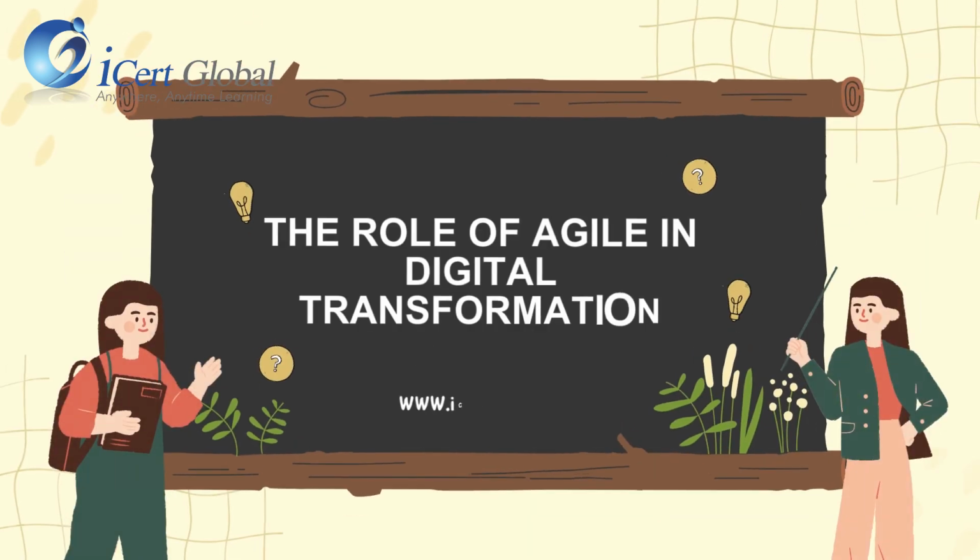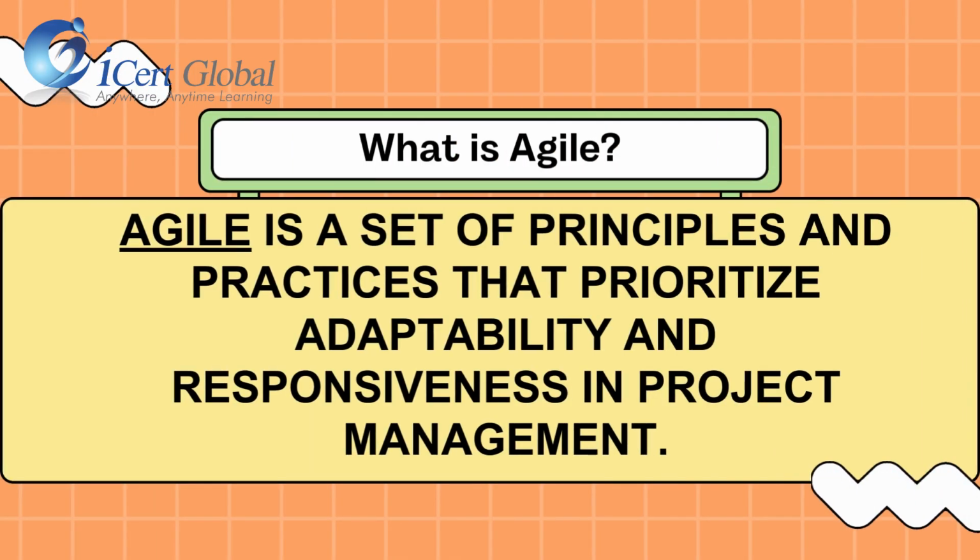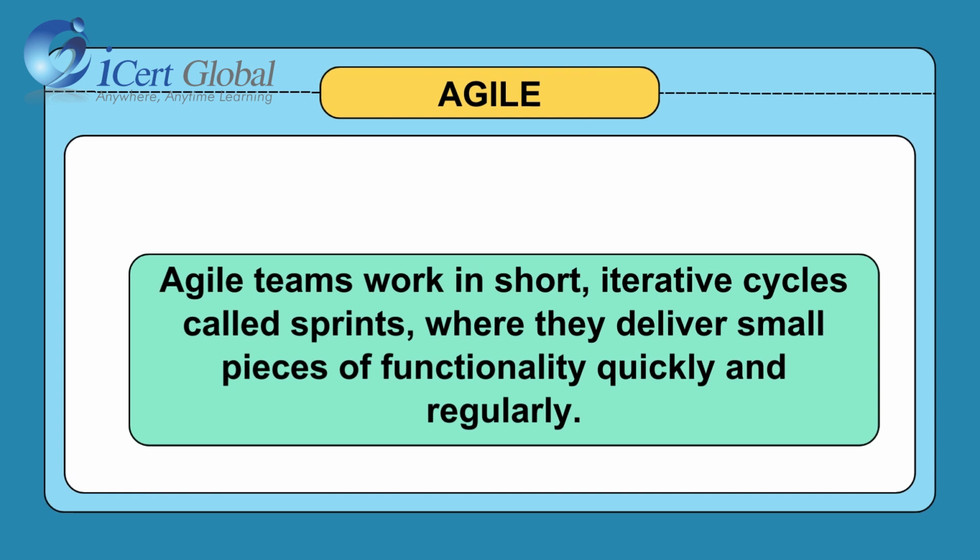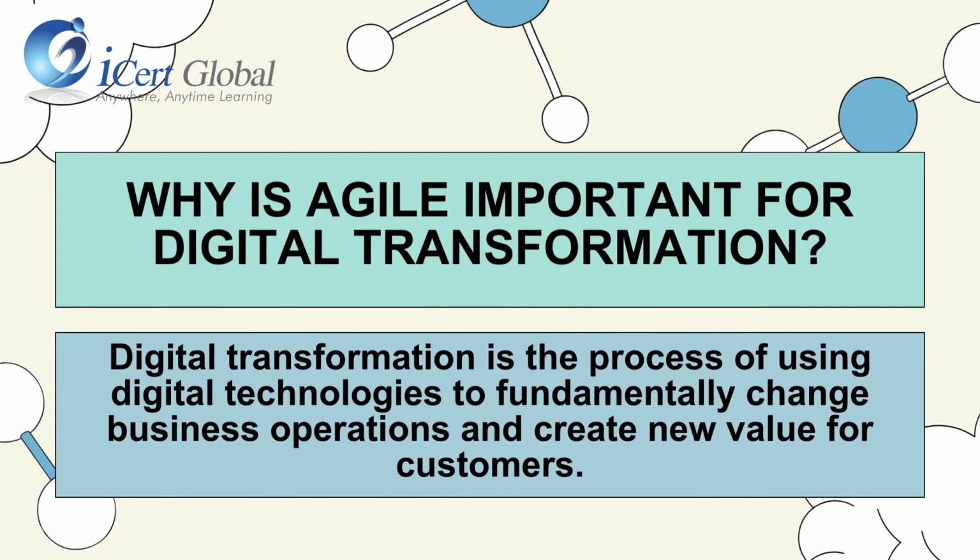The role of Agile in digital transformation strategies. Agile is a set of principles and practices that prioritize adaptability and responsiveness in project management. Agile teams work in short, iterative cycles called sprints, where they deliver small pieces of functionality quickly and regularly. Digital transformation is the process of using digital technologies to fundamentally change business operations and create new value for customers.